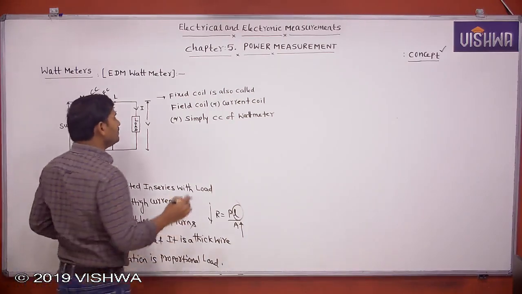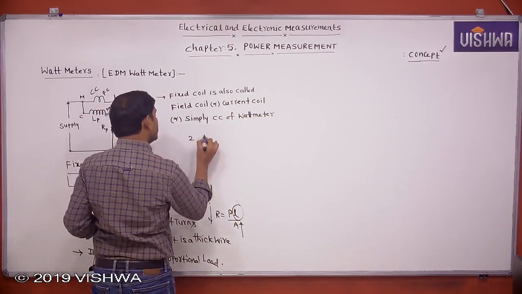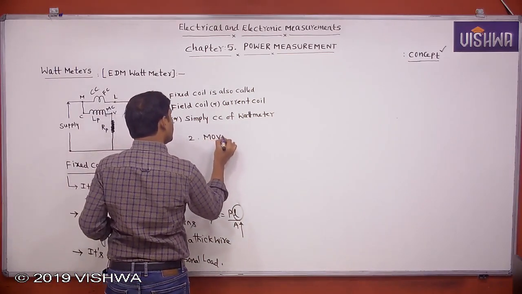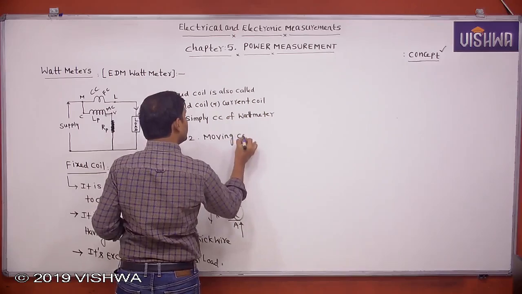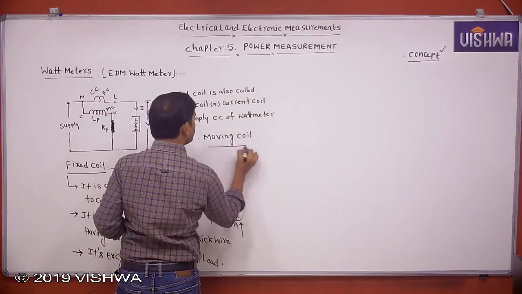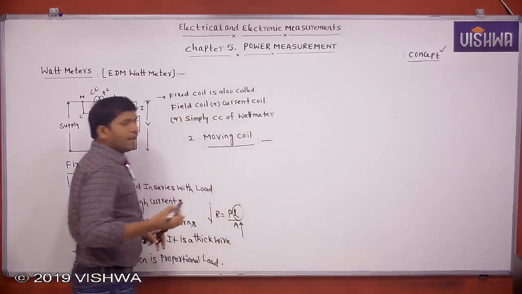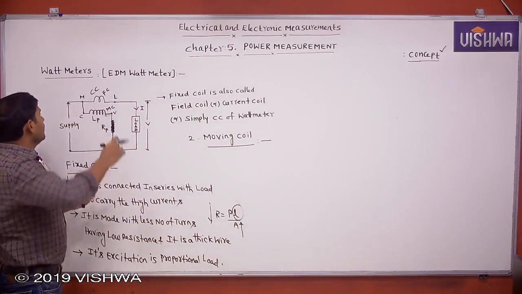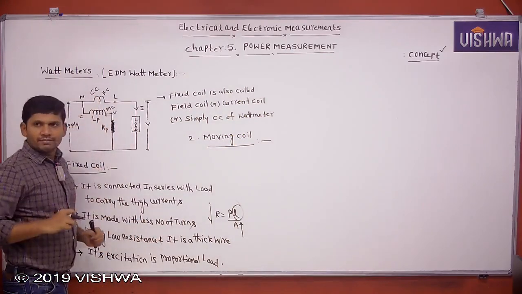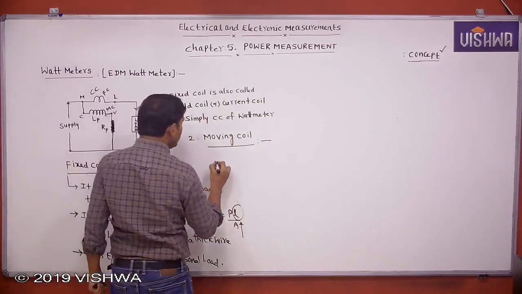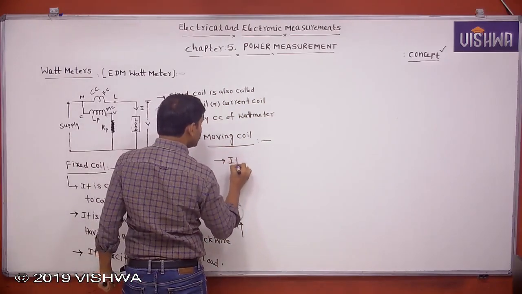The next one is the moving coil. Yes, it is connected across the supply. Moving coil, in general, is connected across the supply.